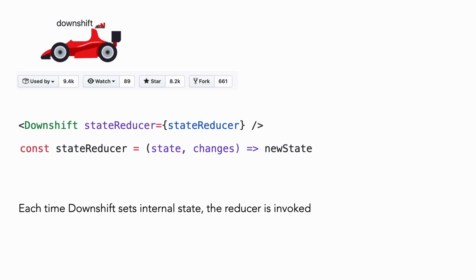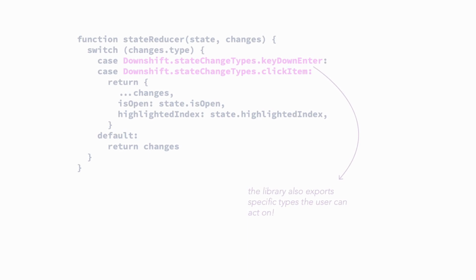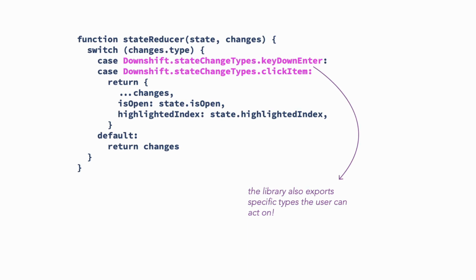Now, why is this interesting? This is so interesting because every single time that the component is going to set internal state, the reducer is going to be called. And if this reducer is passed in by the user, it means the user has complete control over the new state of the component. They could go ahead and update the state or not. And this is complete control you're giving to the users, and this is perfect for that.